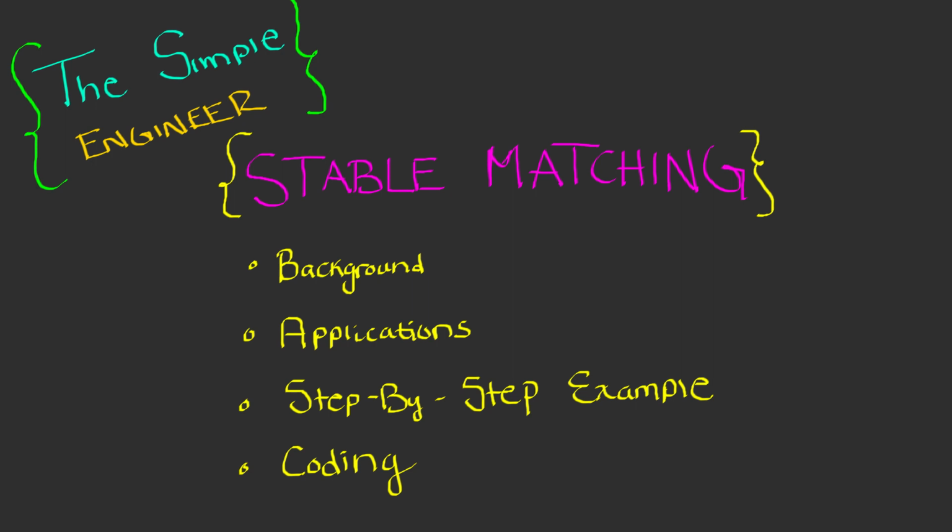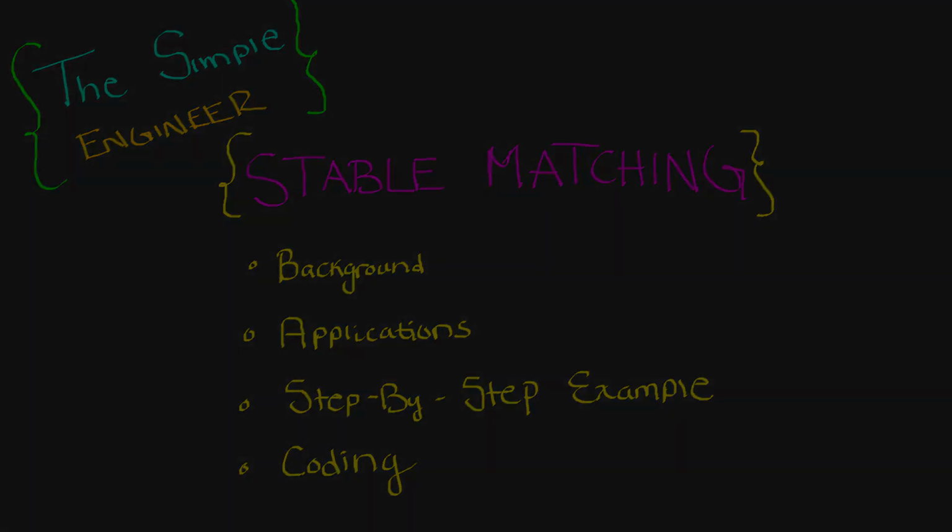I'll walk you guys through a step-by-step example, walking through how stable matching works on paper, and then we'll go ahead and take that example, we'll look at the pseudocode, and then we'll throw it into some Python and write it up from scratch. So without further ado, let's get started.